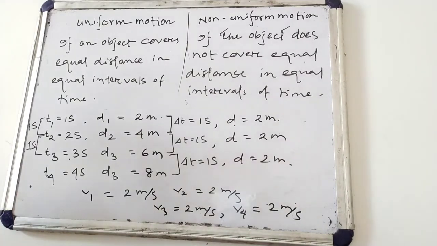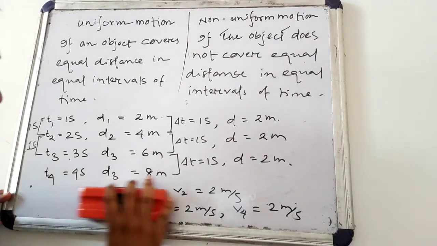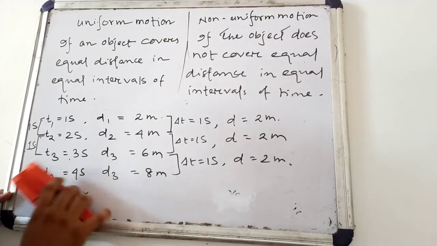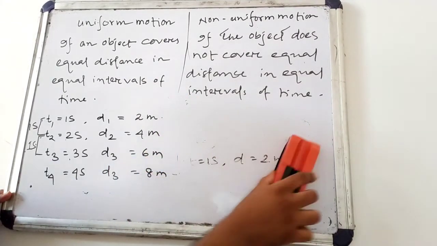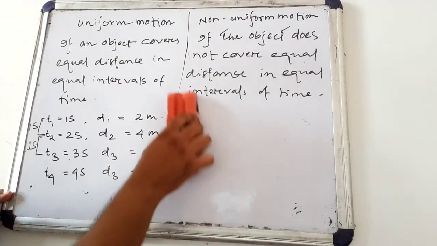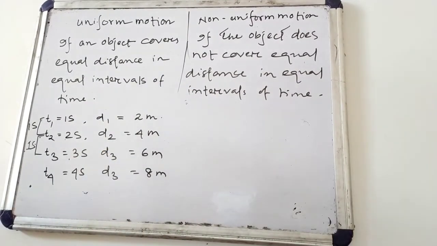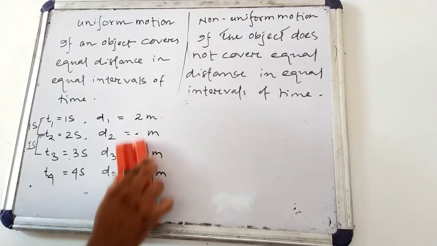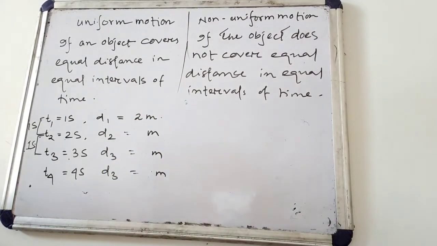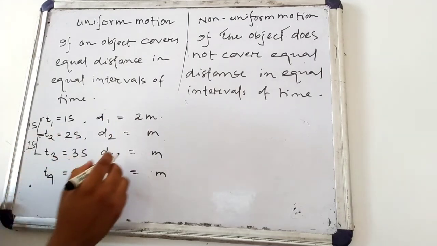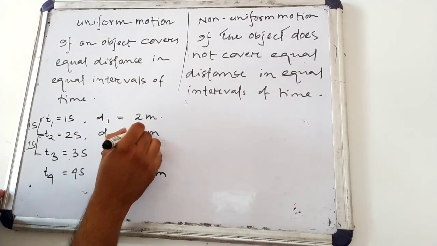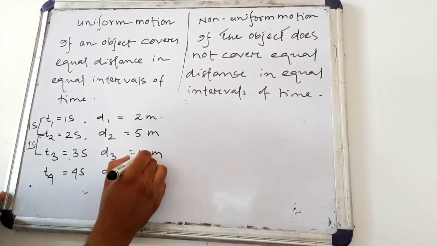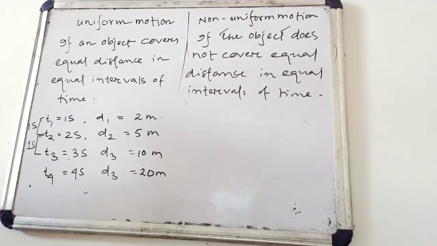But in case of non-uniform motion, velocity will not remain same, and here the object will not cover equal distance in equal interval of time. So suppose that at t equal to 1 second, the object is at 2 meter. At t equal to 2 seconds, suppose the object is at 5 meter. At 3 seconds it is at 10 meter, and this is 20 meter.